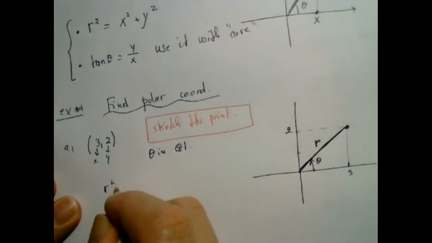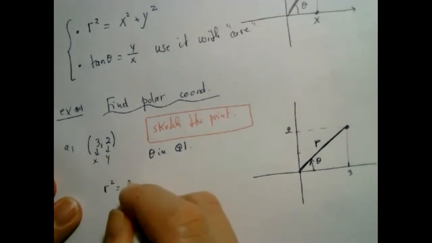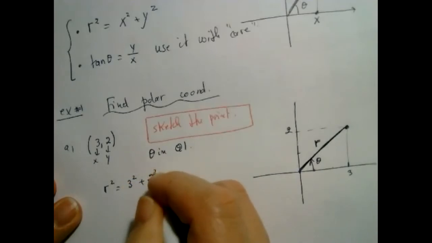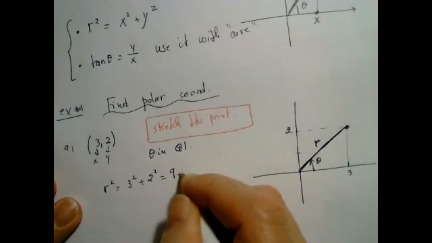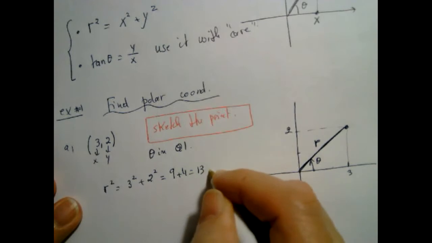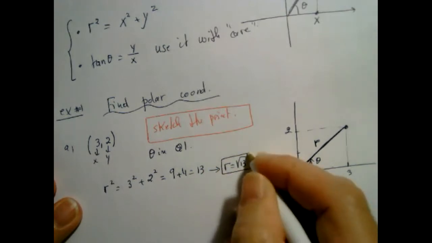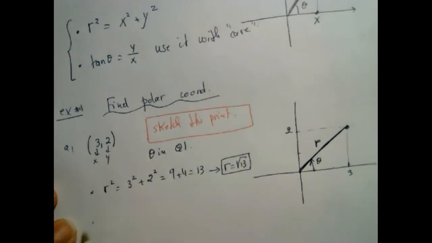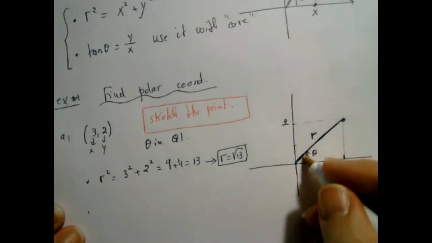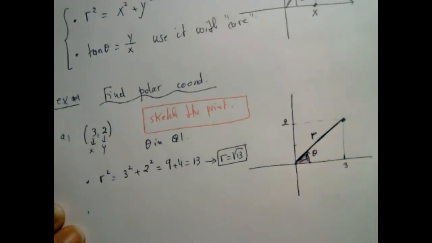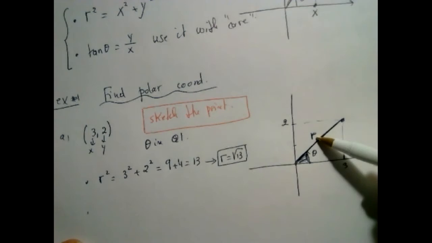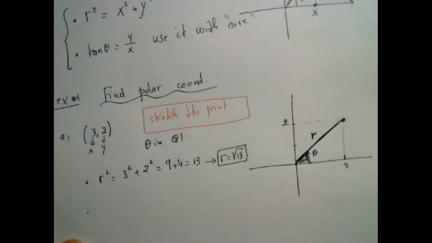We know that R squared is X squared plus Y squared, which is 9 plus 4 equal to 13. Let us take the positive R, so R equals the square root of 13. Now theta. As I said, use trigonometry. You don't have to use only the tangent. You can use the sine or the cosine. I don't actually care if you're just finding the angle theta.